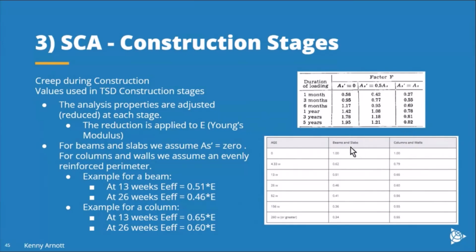For beams or columns, we assume that the compression reinforcement is 0, so that's slightly conservative. And for columns and walls, we assume an even reinforcement around the perimeter. So we're using this part over here to get factors for that.